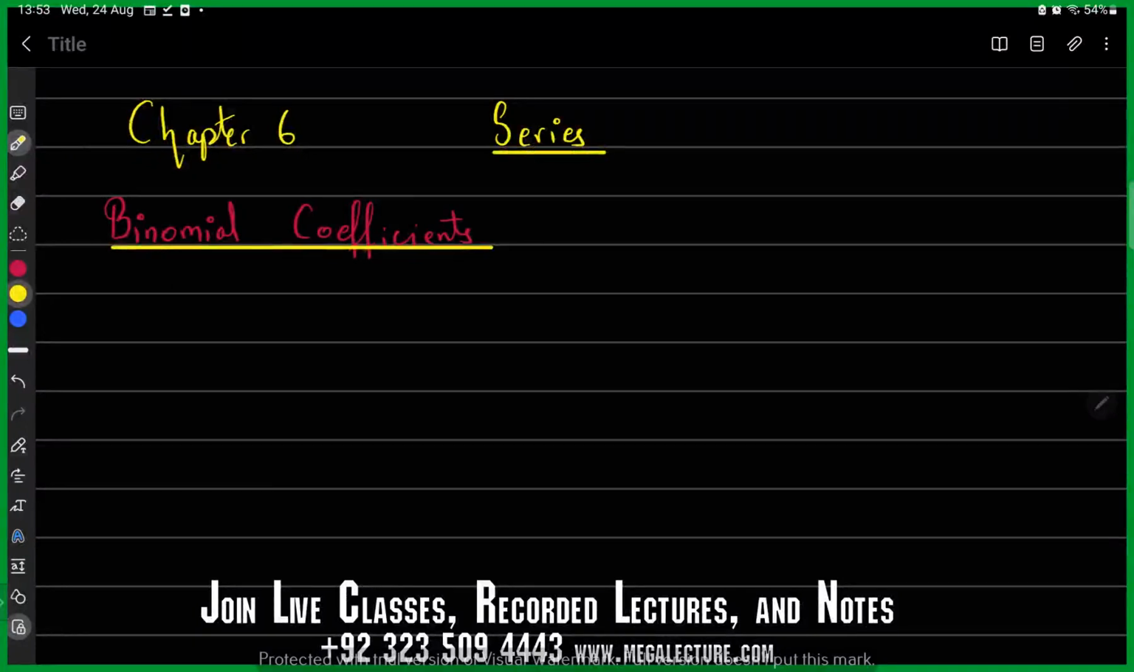Acha. But before that, let's just discuss the context of this chapter, from where exactly it's coming, and how exactly we deal with this and all of that. Okay. Series basically has a few things in it. So we will be talking about the first topic, that is binomial coefficients. Then we will be talking about different types of sequences.